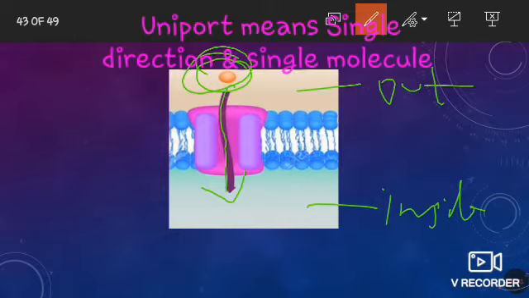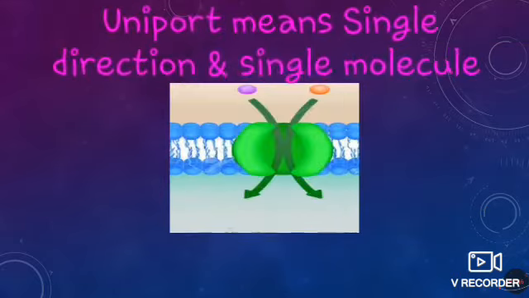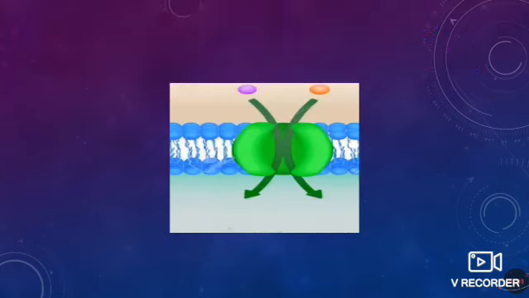And uniport uses facilitated diffusion, that means movement of molecules is from high concentration to low concentration with the help of a special transport protein, and no ATP is used. This is all about uniport. And the second one is symport.